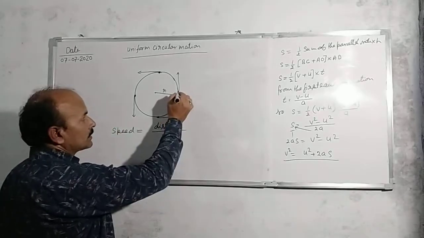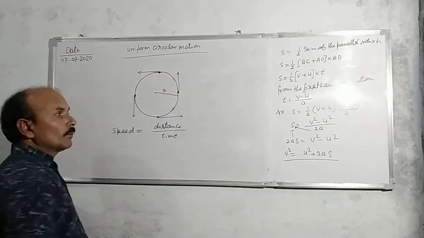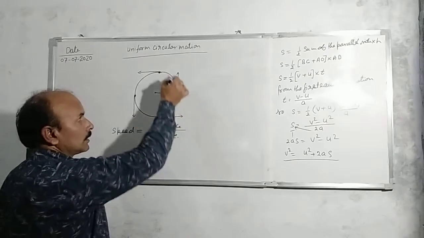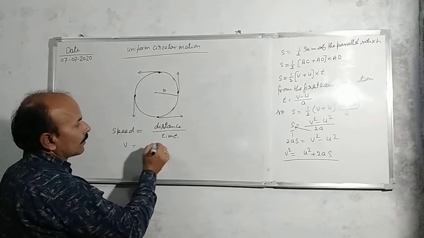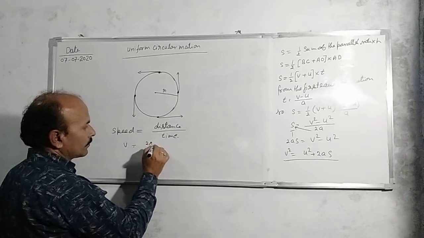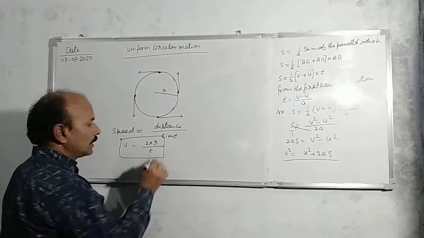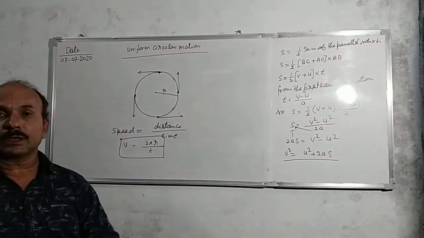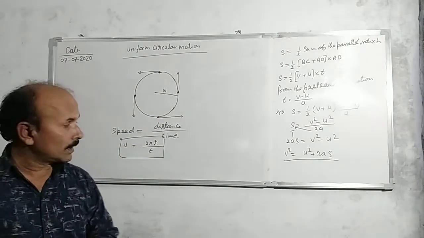time. And when the object starts moving from this point and takes one complete revolution in a circular path, then speed v is equal to distance, the circumference of the circle, means 2 pi r, upon t. So if any object is moving in a circular path, the speed of the moving object can be determined by the formula v equals 2 pi r upon t.